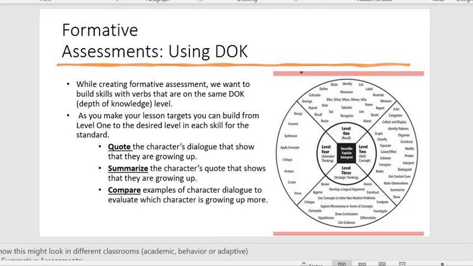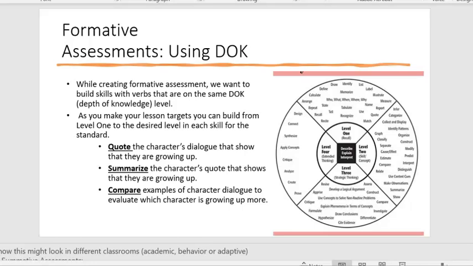for the standard. So if somebody was at level 1, a teacher might be looking for them to quote the character's dialogue that shows that they are growing up. If another student is at a level 2 in that same class, they might want them to summarize the character's quote that shows that they are growing up. And then if there's another student or group of students in that same class working on that same text, but they're at a level 3, you might have them compare examples of character dialogue to evaluate which character is growing up more. So you can see that those verbs, quote is a verb in level 1, summarize is a verb in level 2, and compare is a verb in level 3.